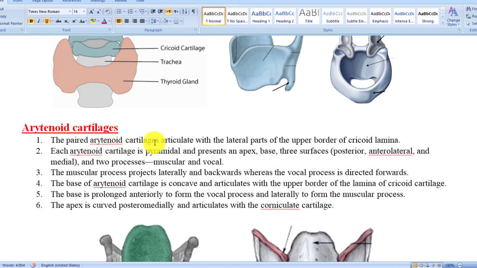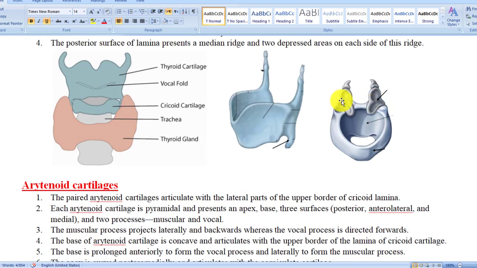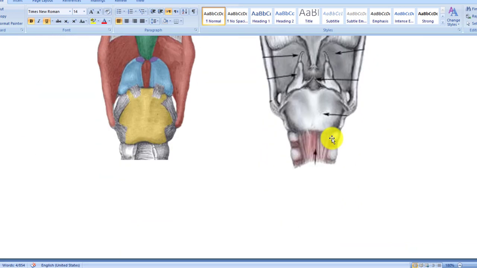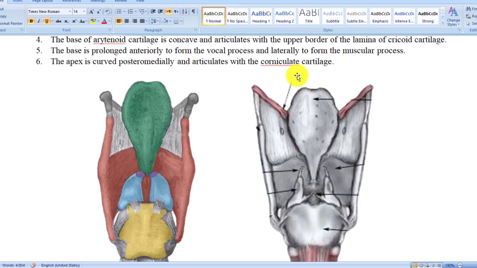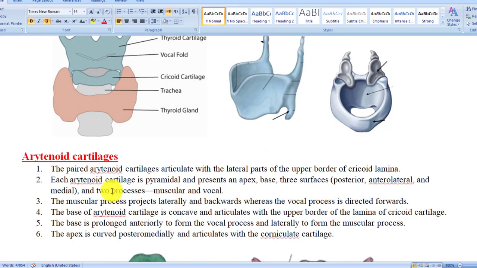The paired arytenoid cartilages articulate with the lateral parts of the upper border of the cricoid cartilage. You can see here, these two are the arytenoid cartilages, right? And they articulate with the upper border of the cricoid lamina. Each arytenoid cartilage is pyramidal. Yes, we see they are pyramidal in shape, a little bit pyramidal in shape. Then at the apex they are narrower.